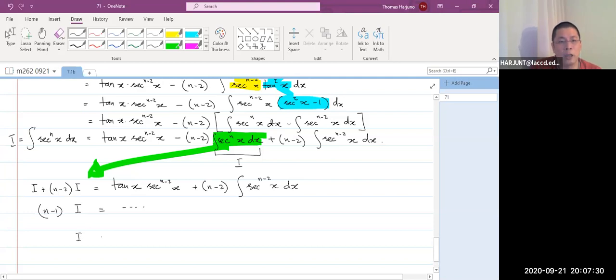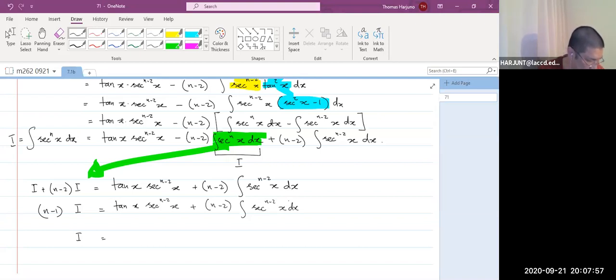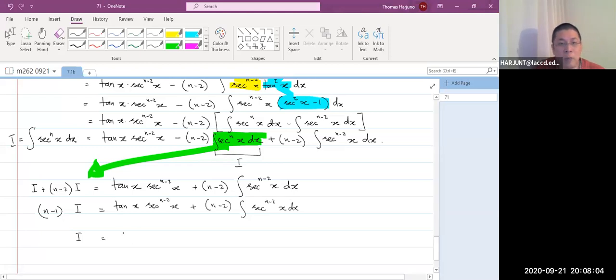So I is equal to, let me write it completely. That's tangent x secant to the n minus 2x plus n minus 2 integral secant to the n minus 2x dx. Now divide by n minus 1, we get what we need.